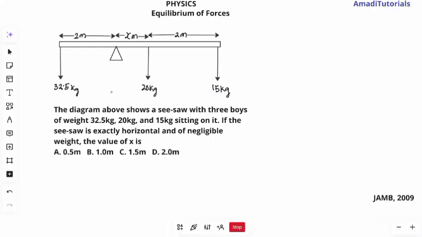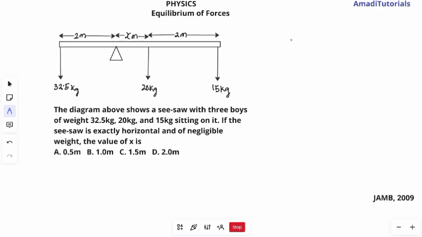Let's get more understanding on the concept of equilibrium of forces with respect to a beam, or when parallel forces act on a body. So the question says the diagram above shows a seesaw with three boys of weight 32.5 kg, 20 kg, and 15 kg sitting on it. If the seesaw is exactly horizontal and of negligible weight, the value of x is, so we have to calculate the value of this length. This length is from the fulcrum to the 20 kg boy.